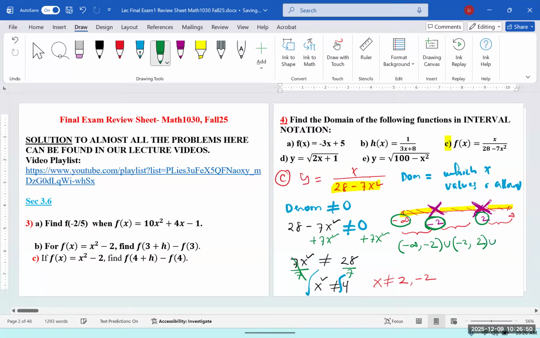And then you go to the last one. In the last one, the smallest number is 2 and the biggest number is infinity. So you put them together in a parenthesis. So this is the domain in interval notation, which says plug in any number for your x, just don't plug in negative 2 and positive 2. So this is the scenario when you have the denominator problem.